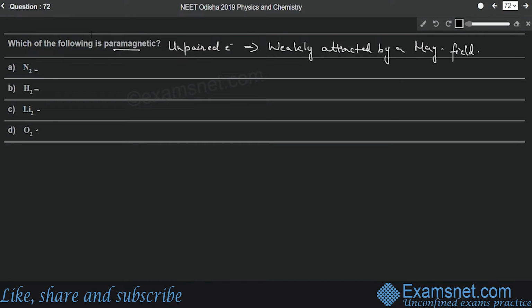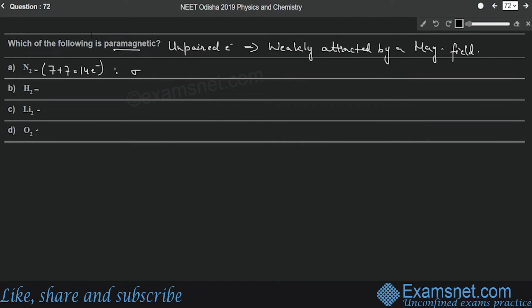Now let's check one by one which of the given options has unpaired electrons. In the first one we have nitrogen. So we know that nitrogen atom contains 7 electrons. So 2 nitrogen atoms, or 1 nitrogen molecule, will contain 7 plus 7, that means 14 electrons, right? So let's write down the electronic configuration of nitrogen.